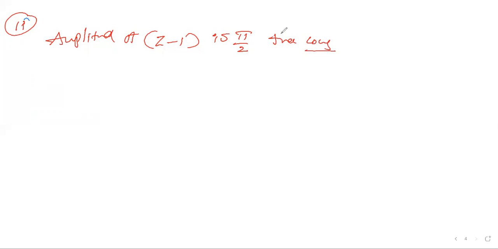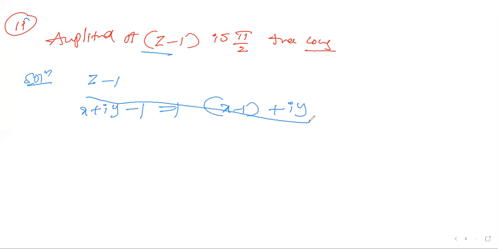The simple thing is, first, amplitude of z minus 1 is pi by 2. Amplitude means the angle they mentioned is pi by 2. Let me start working. First of all, z minus 1, where z is equal to x plus iy, and we have to subtract 1. So from this I can write x minus 1 plus iy. Clear? Any doubt in this?